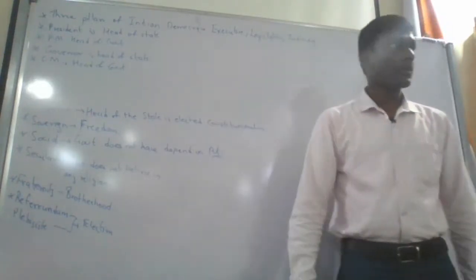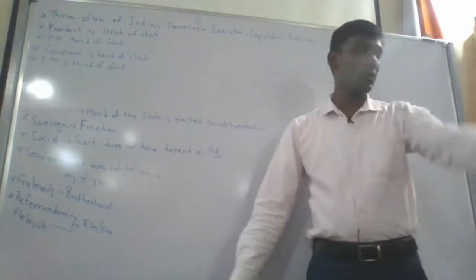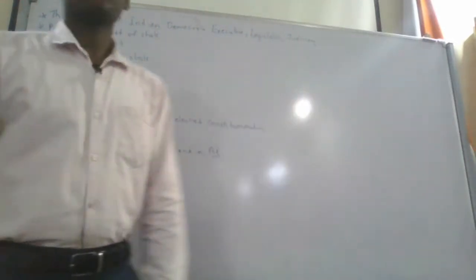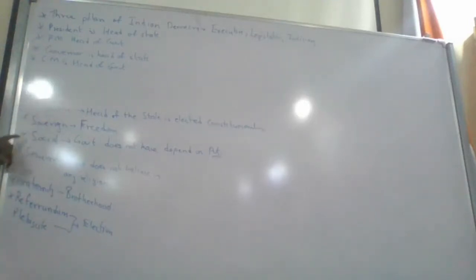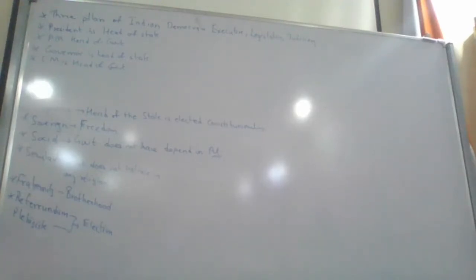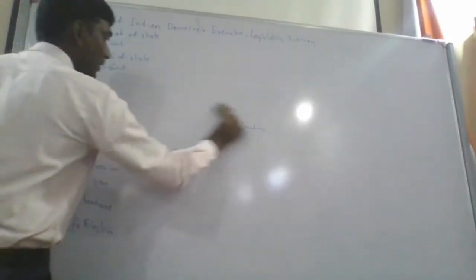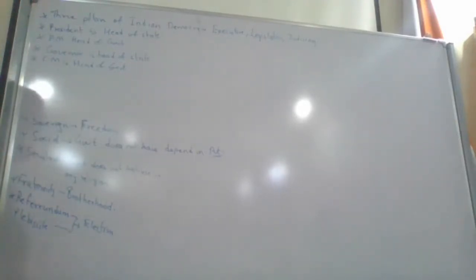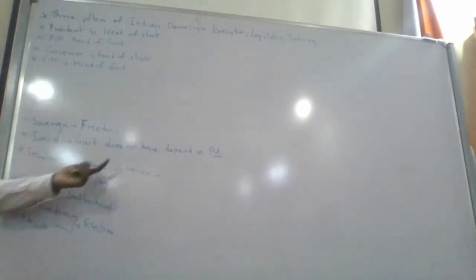Referendum, plebiscite, referendum and plebiscite by election. Come here, these are the types of election. Yeah, this one social. Social means not depending on any private companies or private individuals. Okay, we will not be dependent on any private companies on their tax money and all. Okay, fine. Written? Have you written down all these things? Yes?